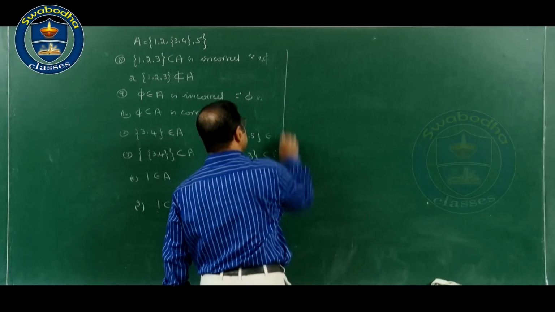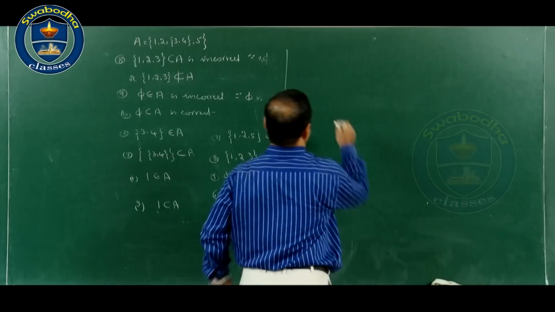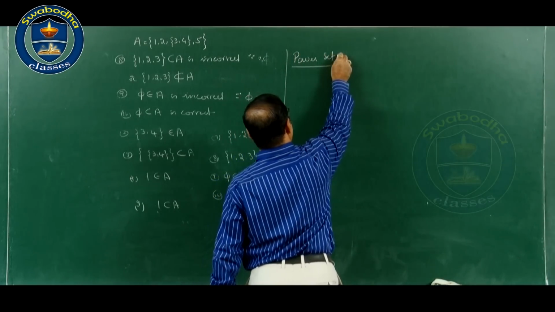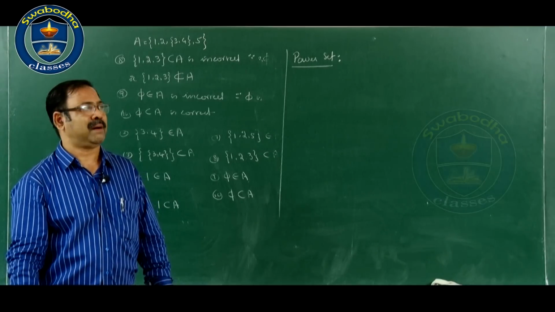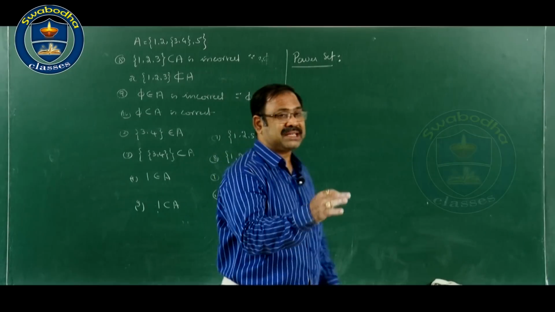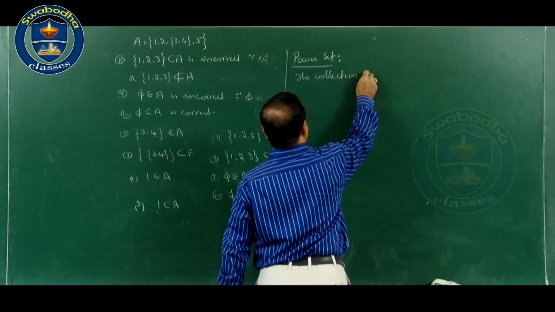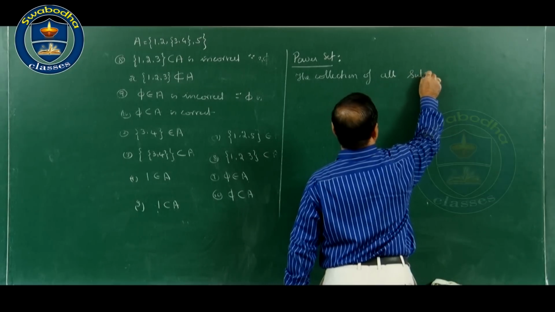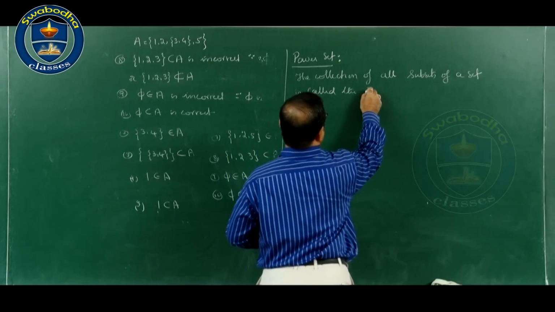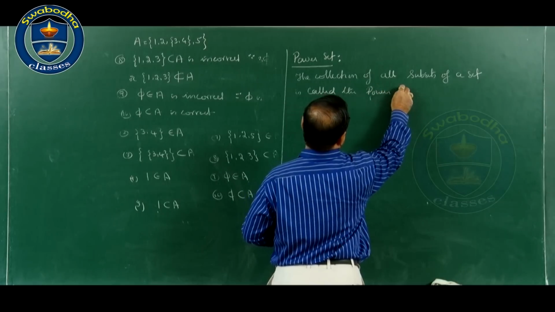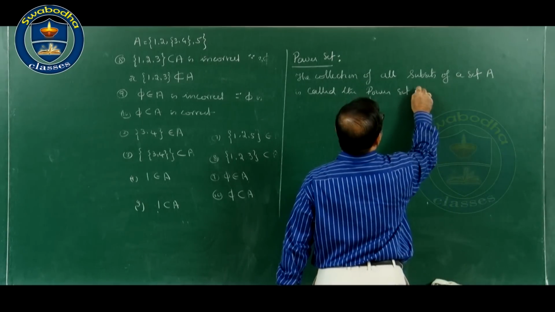Let us consider the power set. What do you mean by power set? The collection of all subsets of a given set is called the power set. It is the collection of all subsets of a set. The collection of all subsets of a set A is called the power set of A.